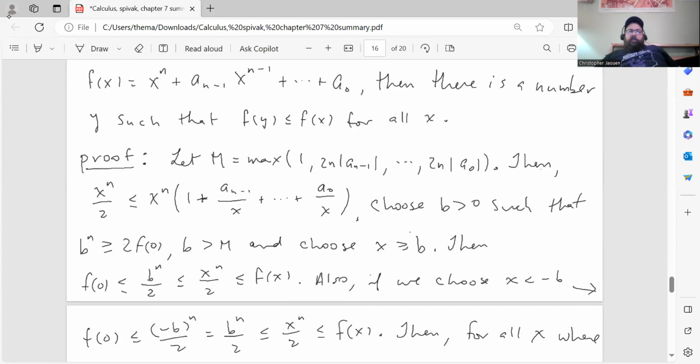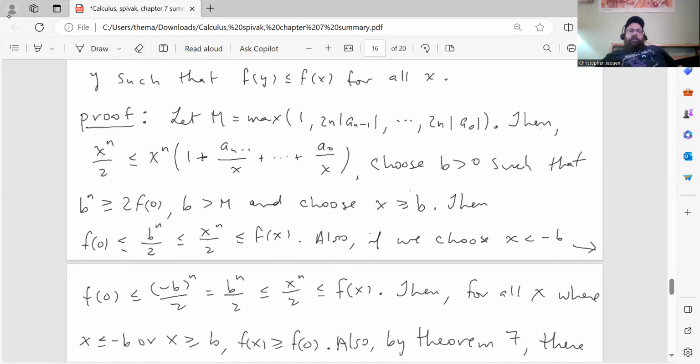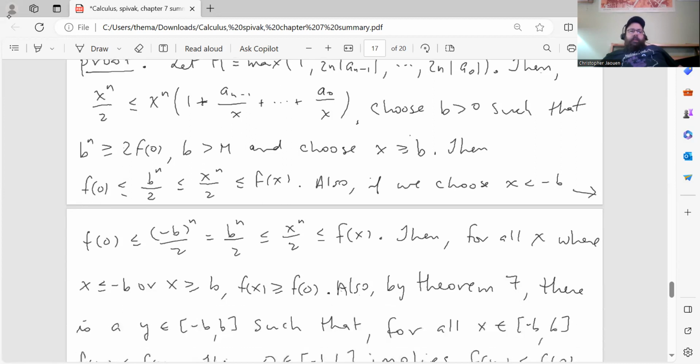Let m be the maximum of these numbers here, 1, n absolute value a n minus 1, comma dot dot dot down to 2n absolute value a0. Then we know that this inequality holds. We already derived that up above. Choose b to be a positive number such that b to the n is greater than or equal to 2f of 0, and b is greater than m, and choose x to be greater than or equal to b. All right, then by this fact here, f of 0 is less than or equal to b to the n over 2, which is less than or equal to x to the n over 2 by this inequality here, and that's less than or equal to f of x by the inequality that we have up here. Right.